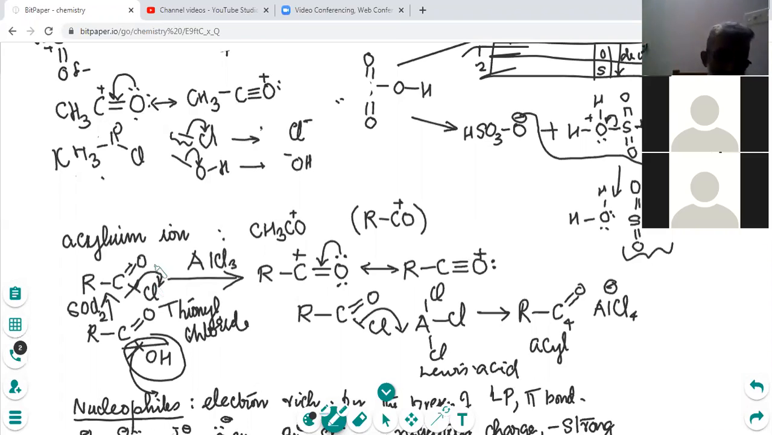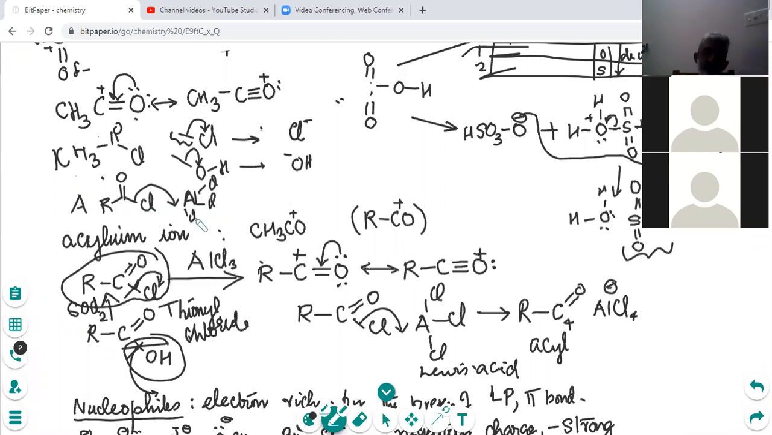Now once the acid chloride is formed, look here. This is the acid chloride. That is reacting with AlCl3. That also we have seen in the case of alkylation or acylation. RCOCl forms a bond with aluminum chloride, AlCl3. Okay, it forms a tetravalent aluminum ion.